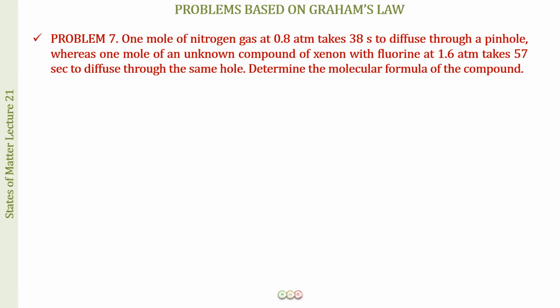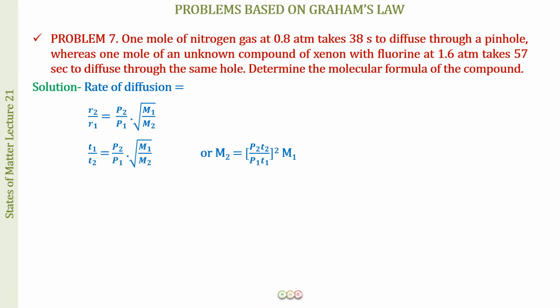Okay, so when the pressure is different, we are going to apply the formula just like we did in the previous question. The rate of diffusion would be equal to R2 by R1 equal to P2 by P1 into under root of M1 by M2. Well, I've just written the reverse order R2 by R1 because I wanted to write T1 by T2.